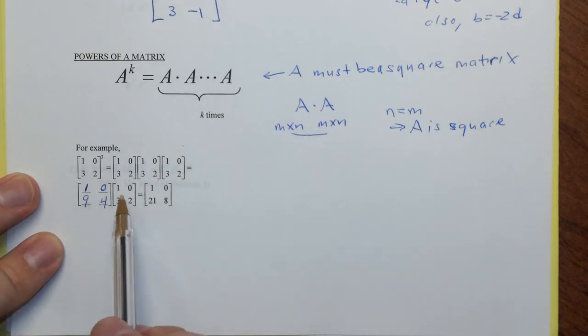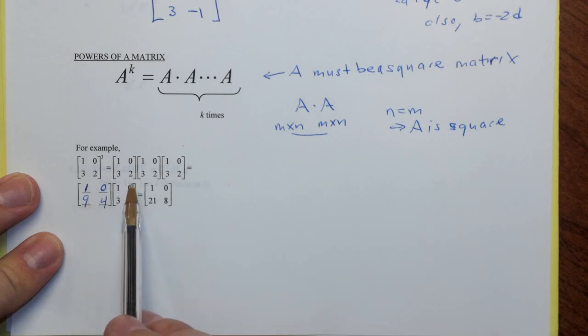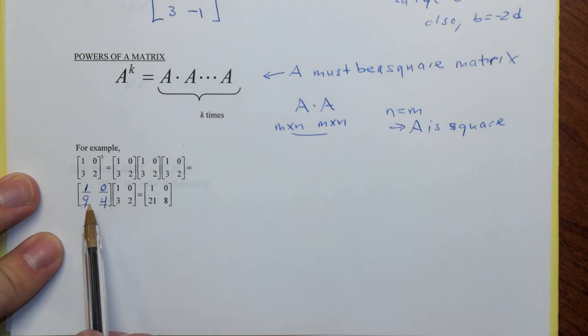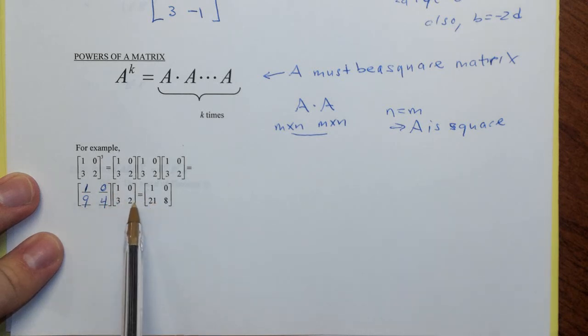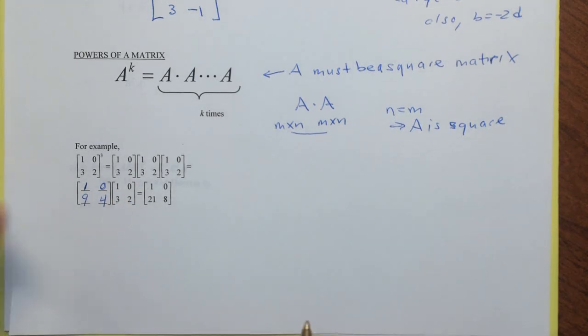When I multiply these, I can see 1, 0 multiplied with 1, 3 will give me 1. 1, 0 multiplied with 0, 2 will give me 0. 9, 4 multiplied with 1, 3 will be 9 plus 12, or 21. 9, 4 multiplied with 0, 2 will give me 0 plus 8, or 8. So that is the essence of matrix multiplication.